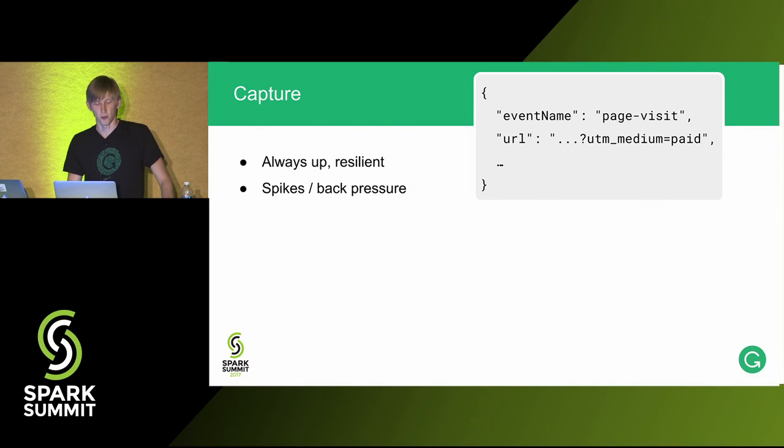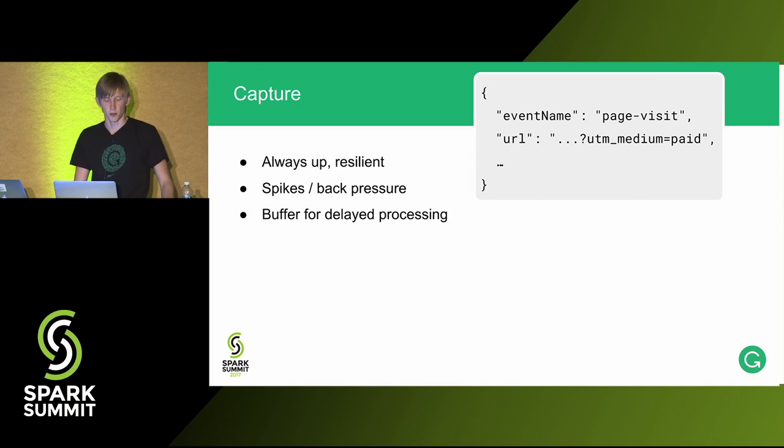We should be able to support spikes and back pressure, which is a real-life picture, because sometimes you might have some ad campaign and a lot of users starting to come in. And you probably want to buffer this data for delayed processing so that your pipeline after this step could have less tight requirements in terms of uptime.